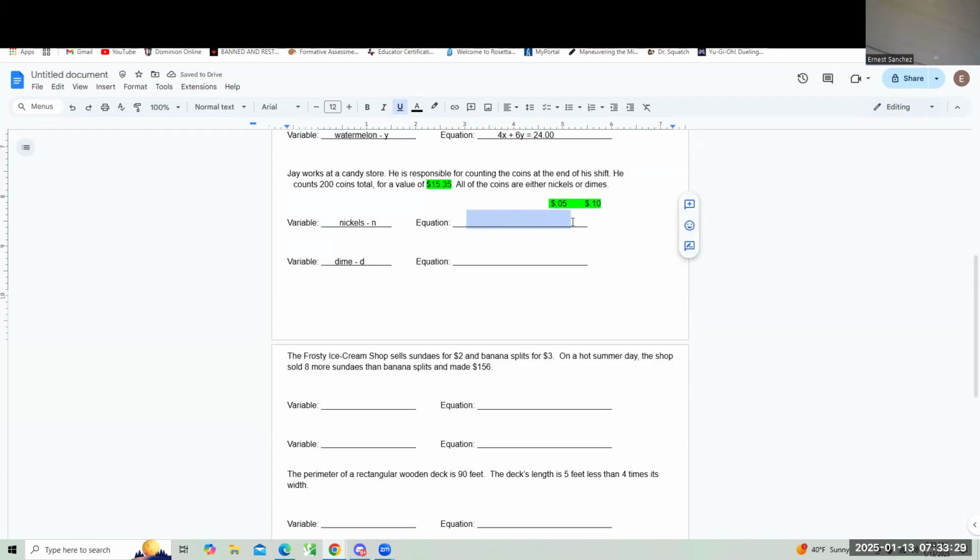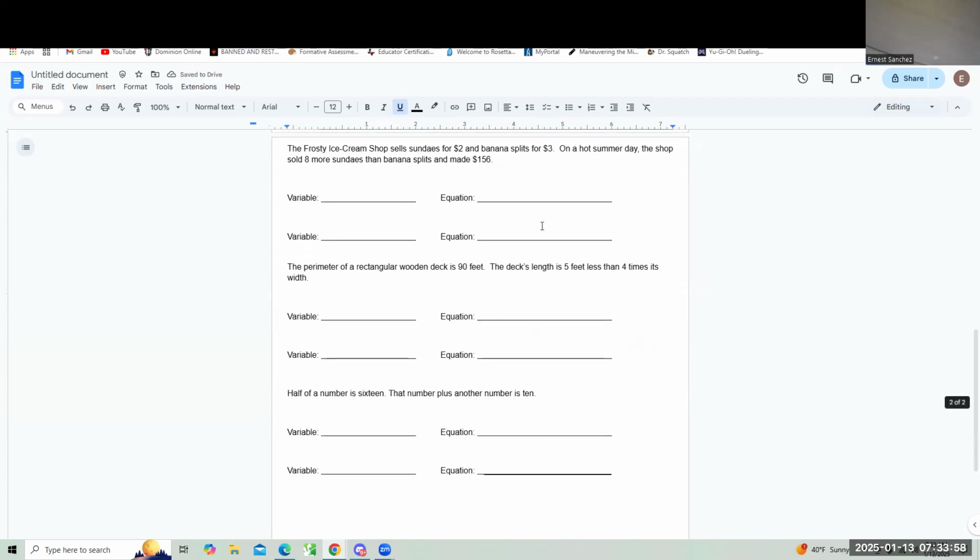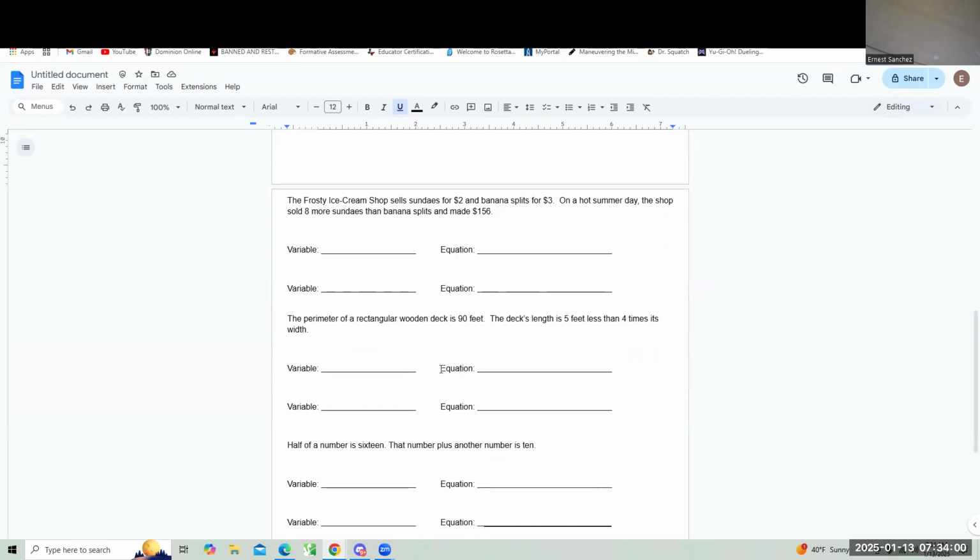All right, so I know my first equation, I have 0.05 nickels plus 0.10 dimes, that's how much a dime's worth, equals 15.35. Oops, I meant to put an equal symbol. There we go. And then since my only other number is 200, it's just n plus d equals 200. Okay, we got one more, and then we're moving on to the new stuff, which is a little bit difficult.